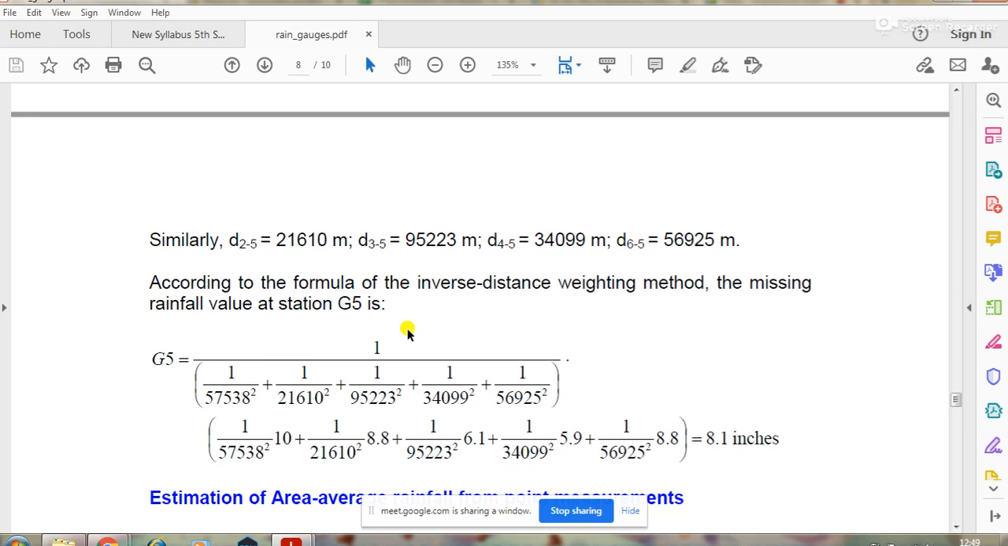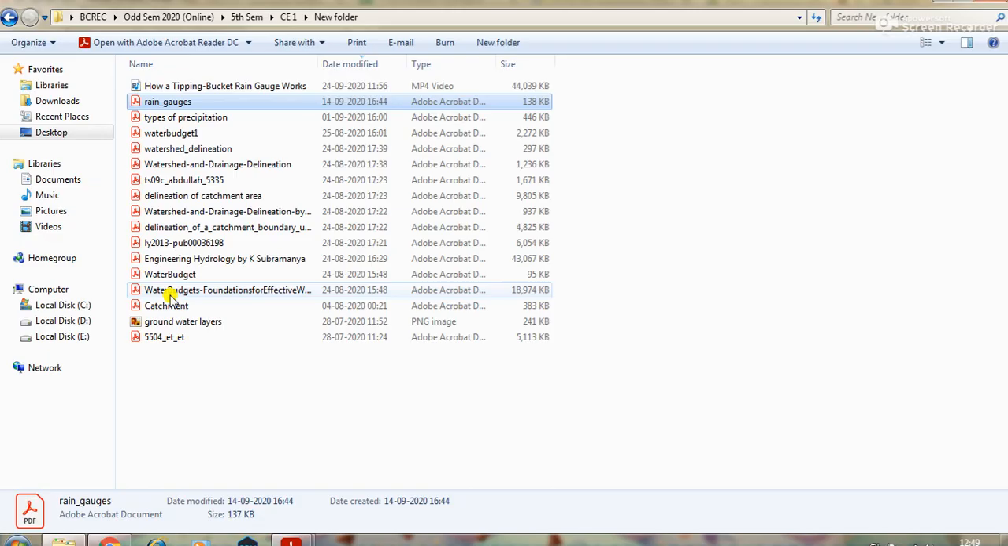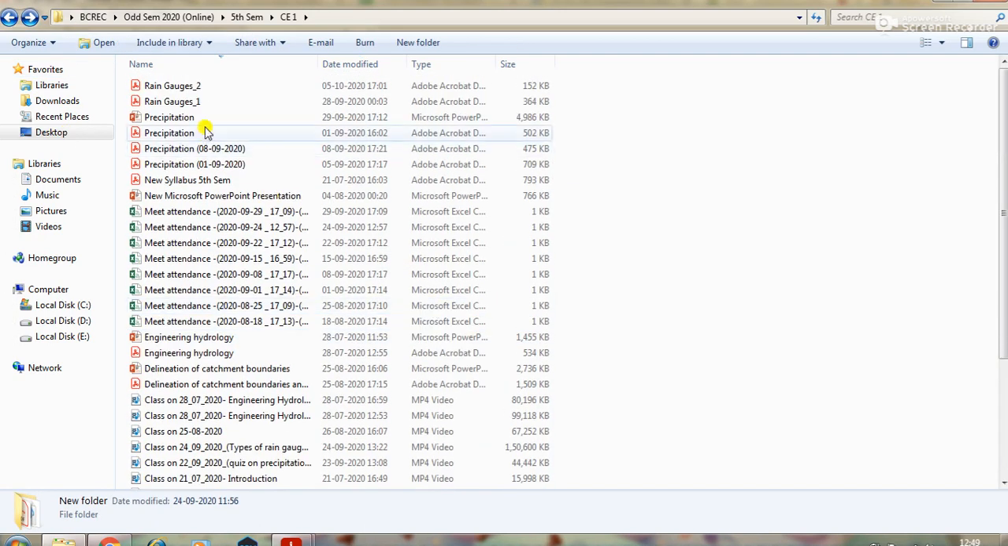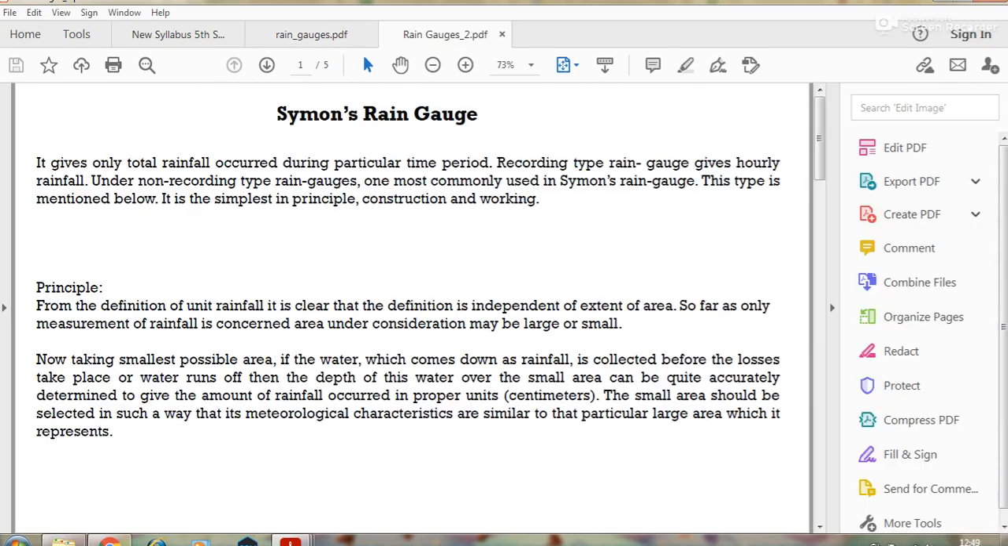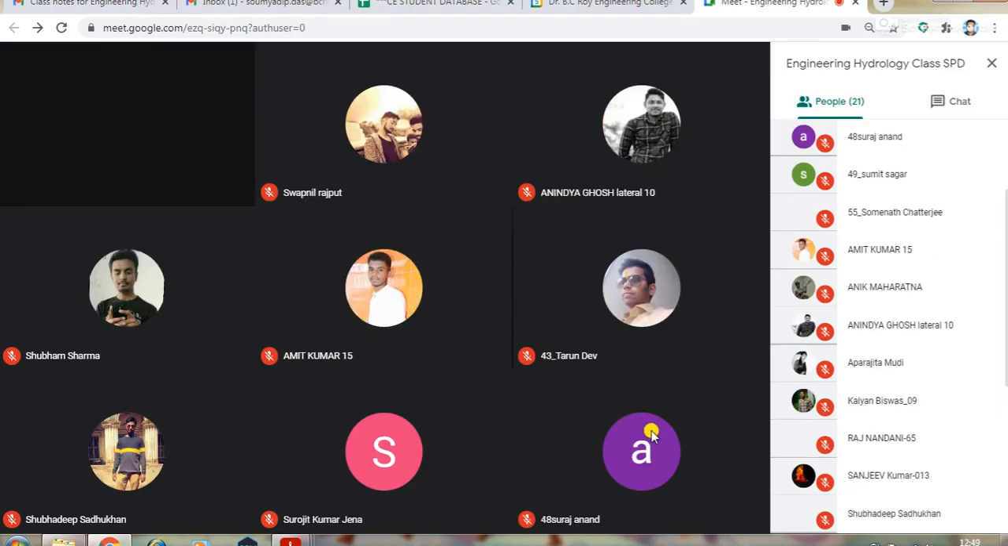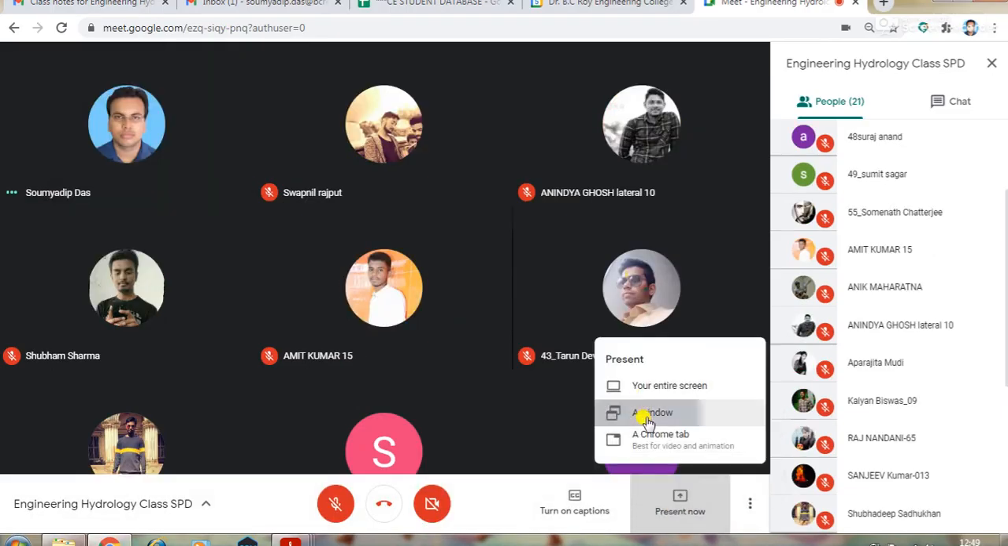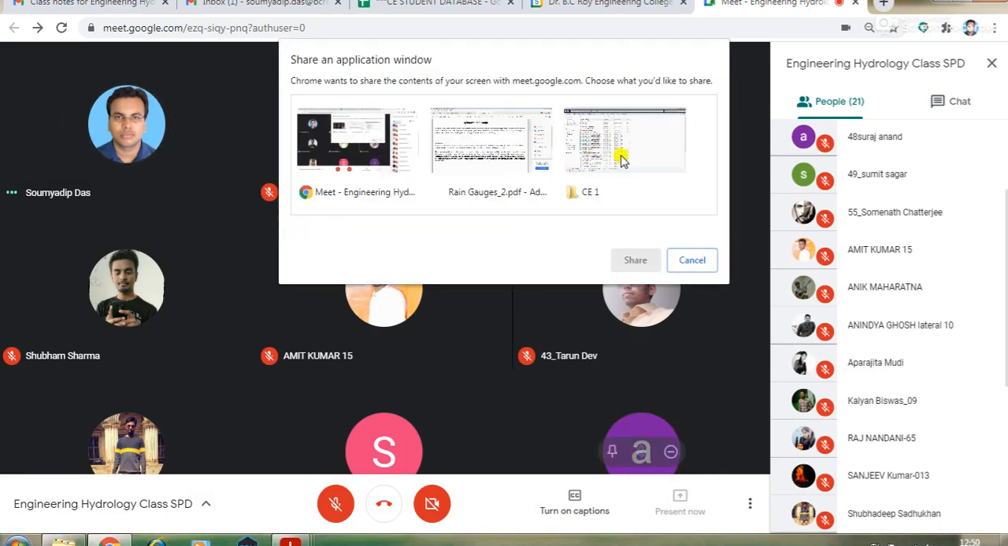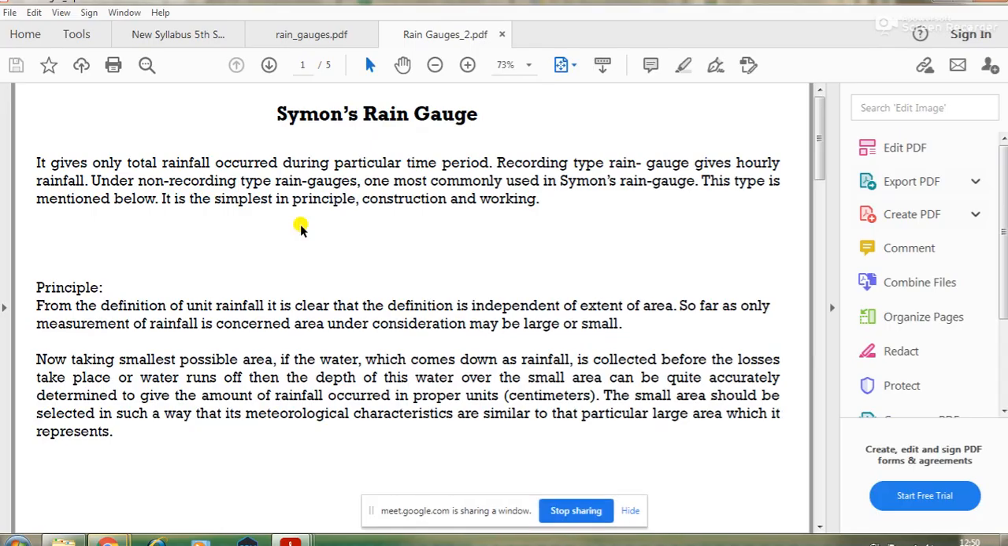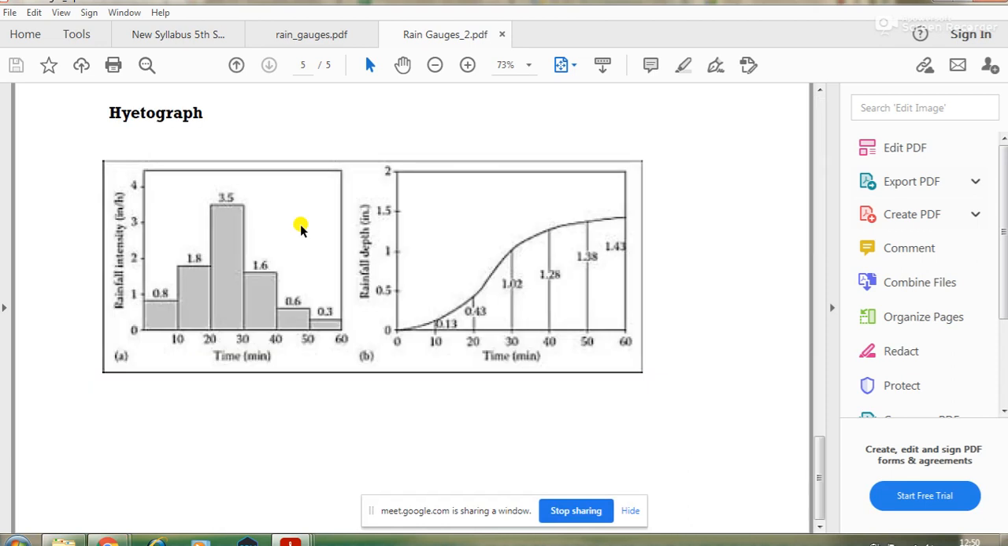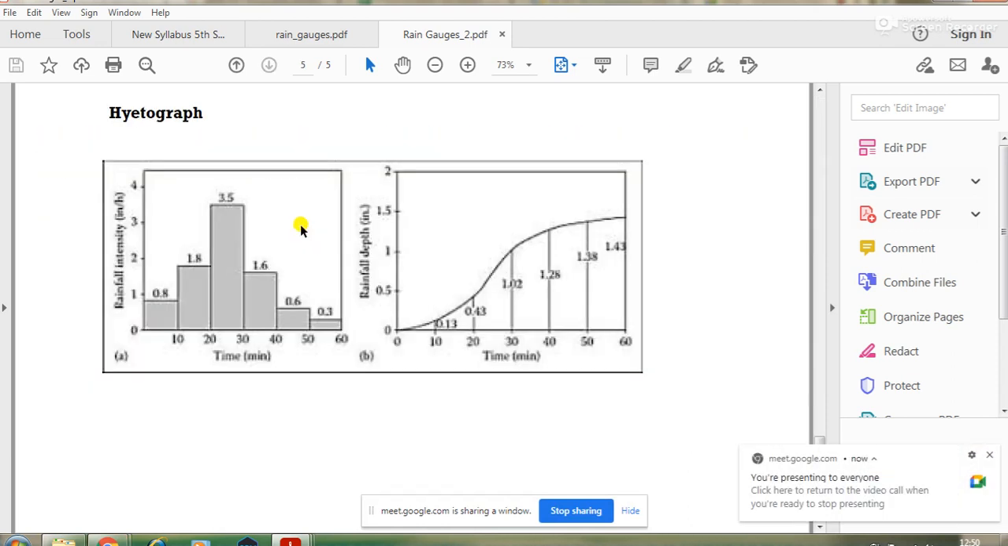Okay, so definitely this is very interesting in terms of engineering hydrology, because from there we have understood what your hydrograph is. In the previous class we were talking about the hydrograph. I guess you people could easily remember that, so I'll just share that particular thing with you again. Just give me a few seconds. So obviously Simon's rain gauge was done. So this was your hydrograph.